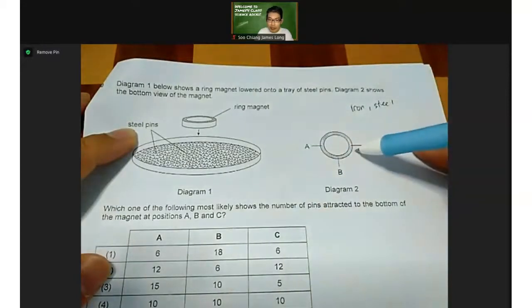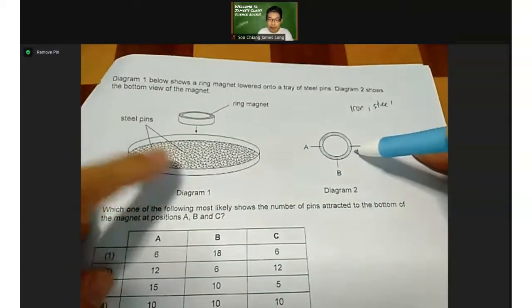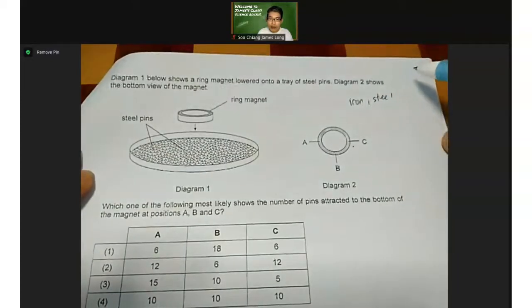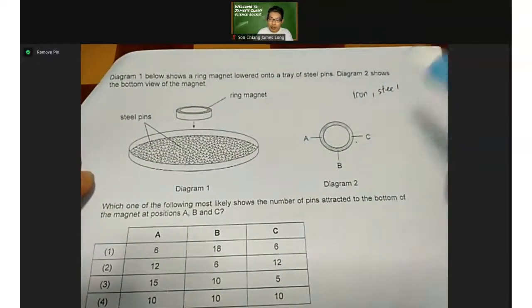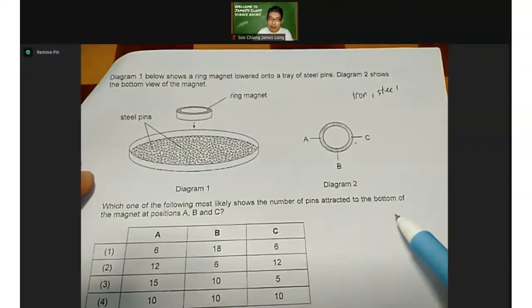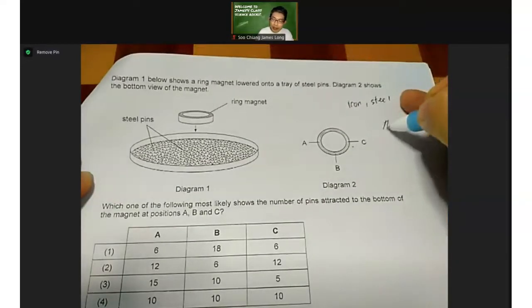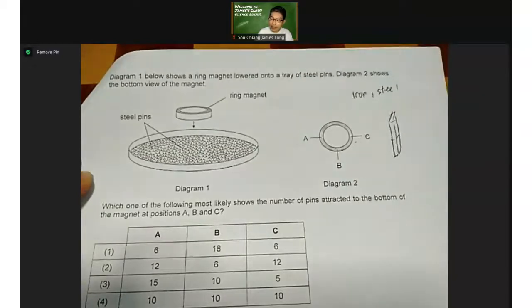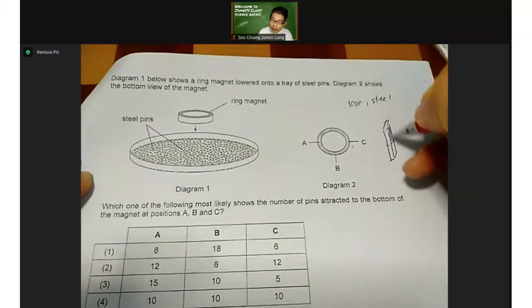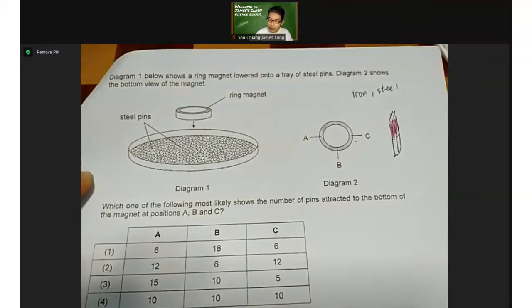Then you place the bottom of the ring magnet over this. So which one of the following most likely shows the number of pins attracted to the bottom of the magnet at positions A, B, and C? Now, you would have played with a ring magnet before. So unlike a bar magnet, you're very clear when you talk about north and south pole. You know that one end will be the north pole, whereas the other end will be the south pole.